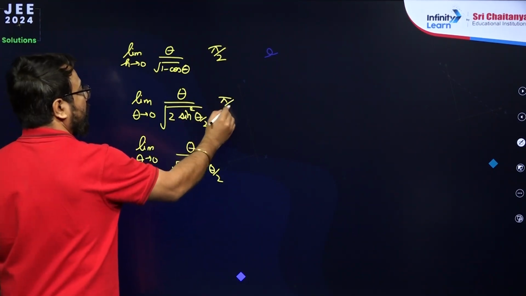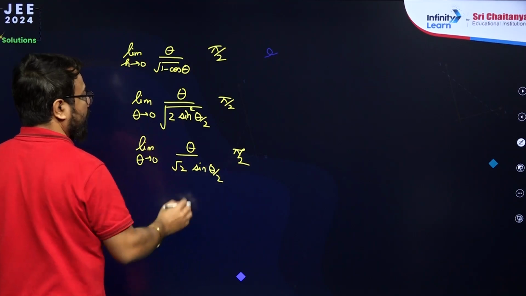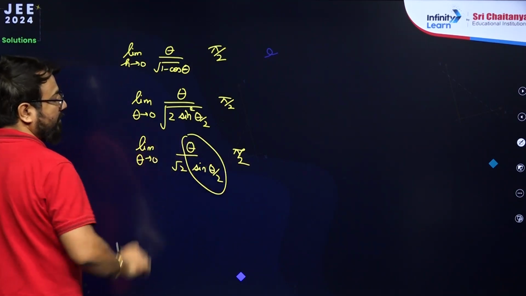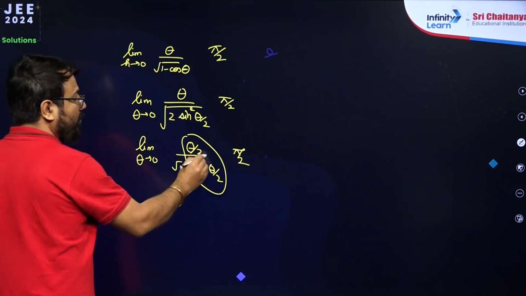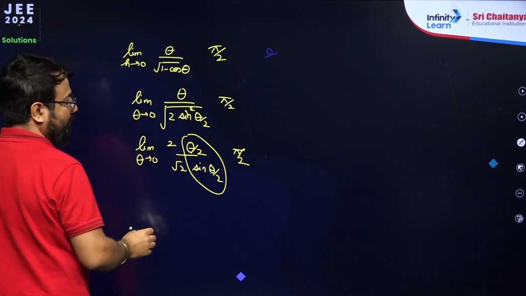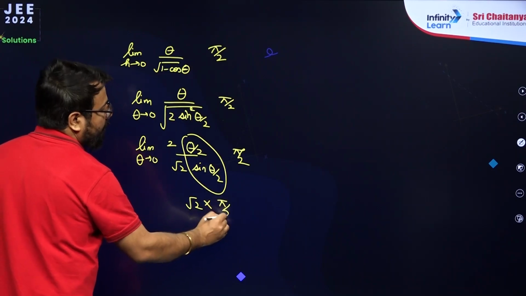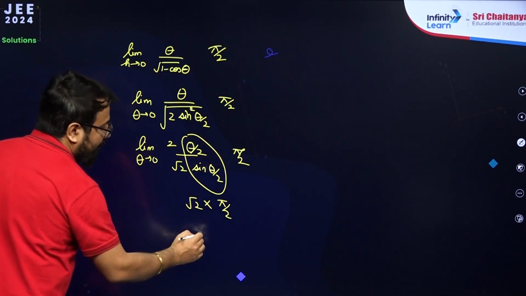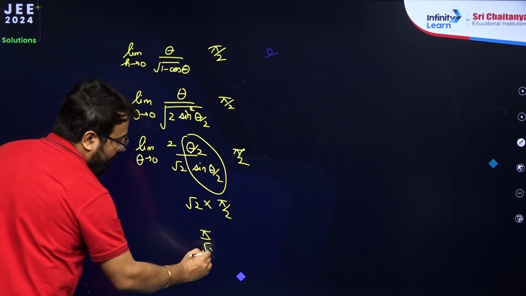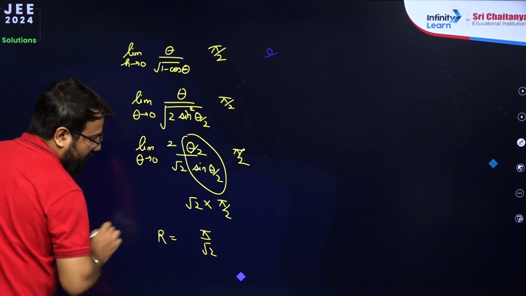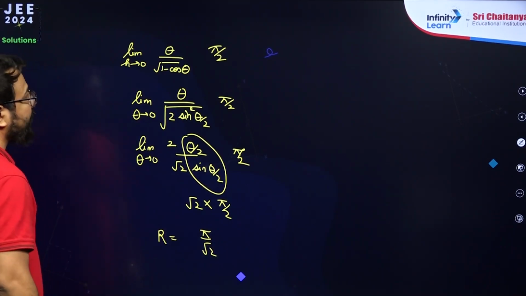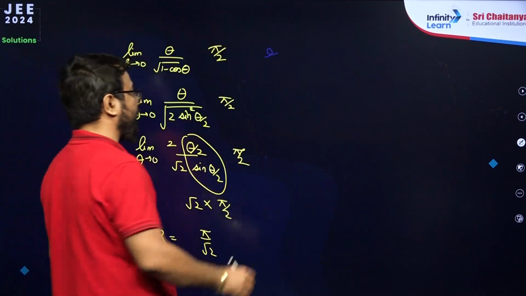Here it is pi by 2, here it is pi by 2. Now if I want to find the value of this limit, I need to divide by 2 and multiply by 2. So I will be left with root 2 into pi by 2, because this is 1, and that becomes pi upon root 2. So the value of R is pi upon root 2. I hope you are able to understand. Now let us find the value of L.